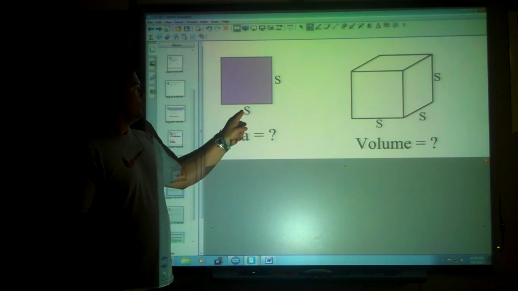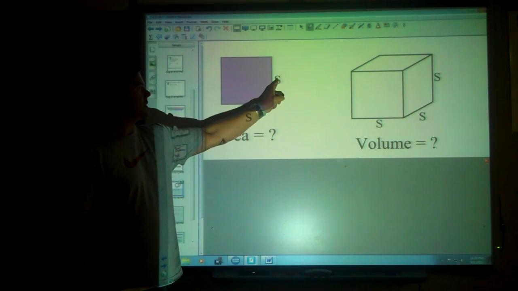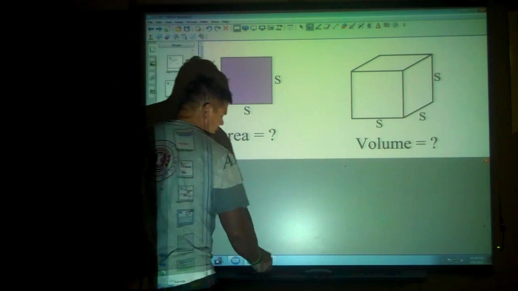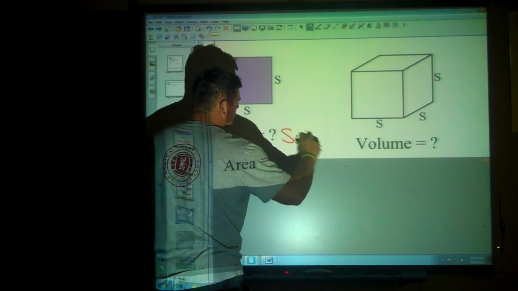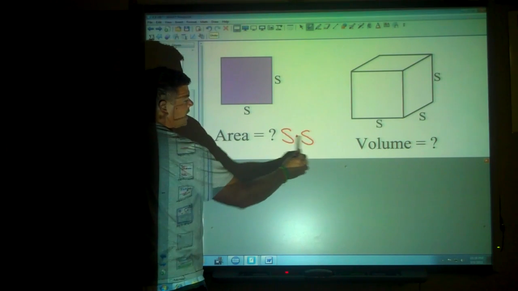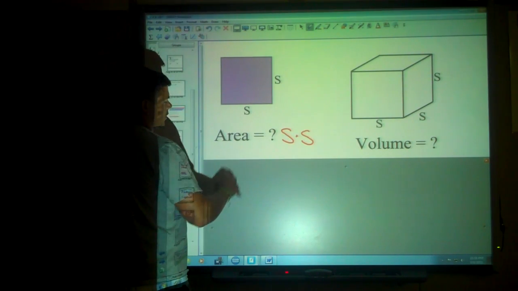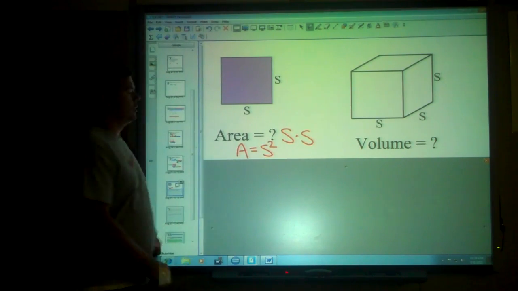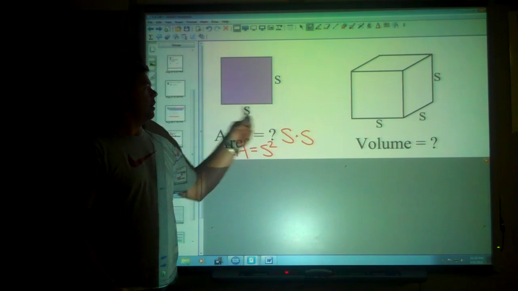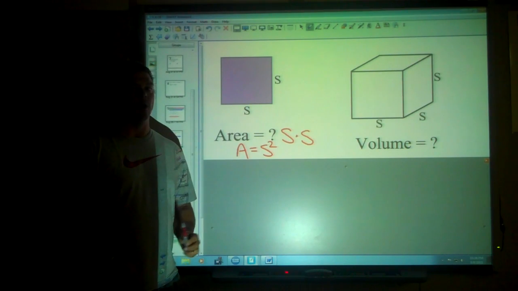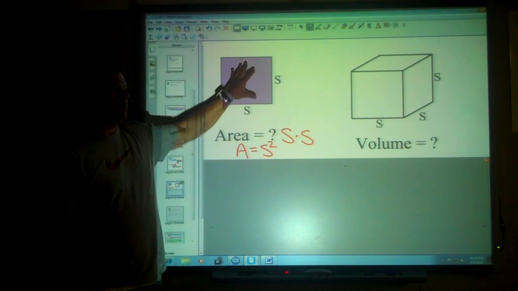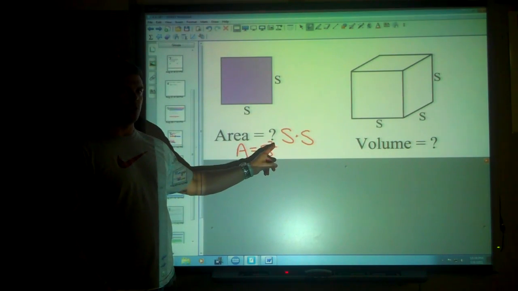But in reality, we really want to take this side times that side, which means we have S times S. And anytime they have the same base being multiplied, you really know that that means the area equals S squared. So any area of a square is going to be S to the second power, or S squared. It's what shape? We refer to that as squared.